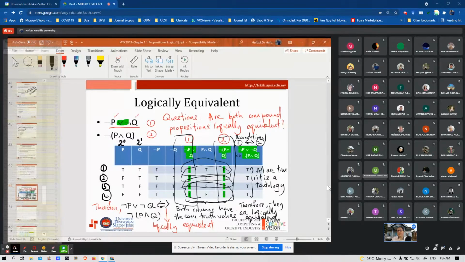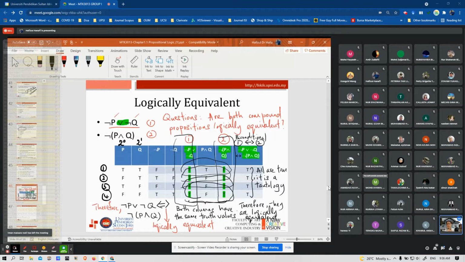For this one, before we can conclude for propositions one and two, we can call it a biconditional, and then all are true values. It is called a tautology. Tautology is a compound statement in math which always results in the truth value.